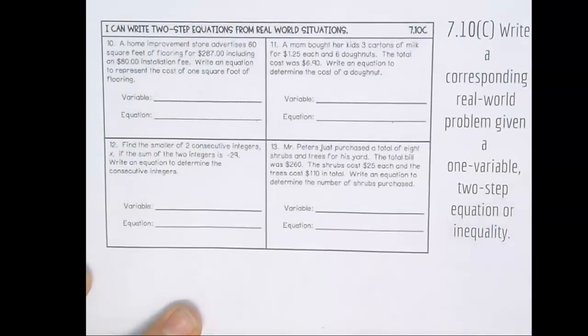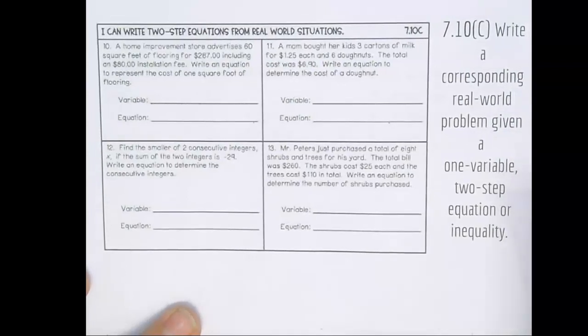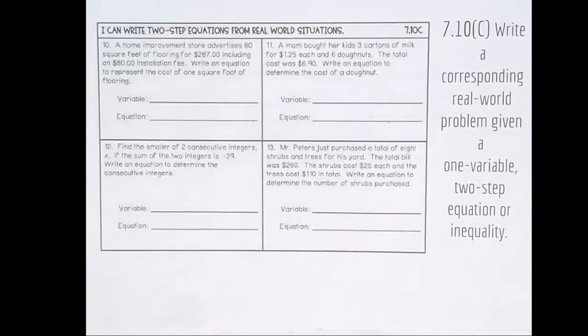All right, guys, we are on the final, hopefully, review video for this test review. It is over 7.10C: write a corresponding real-world problem given a one-variable, two-step equation or inequality. So what we are going to do is read each problem, come up with a variable and the equation.